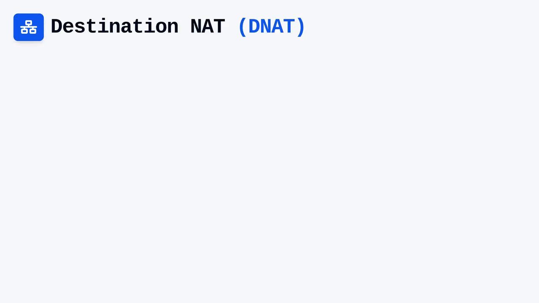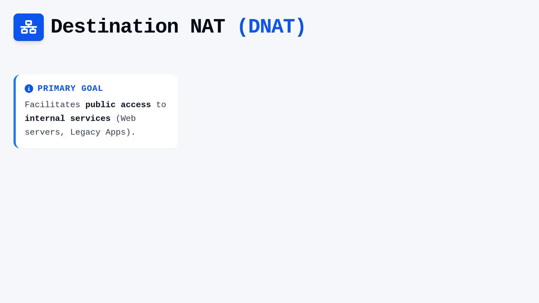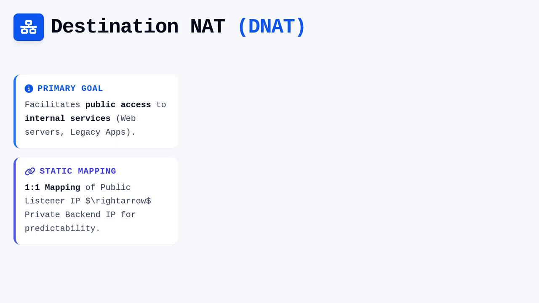Destination NAT serves a different purpose, often being used to facilitate access to internal services from the public internet, such as hosting web servers or legacy applications that require specific inbound visibility. Static one-to-one mapping is perhaps the most common implementation here, where a public listener IP is mapped directly to a private backend server IP, ensuring a predictable and persistent entry point for external clients.